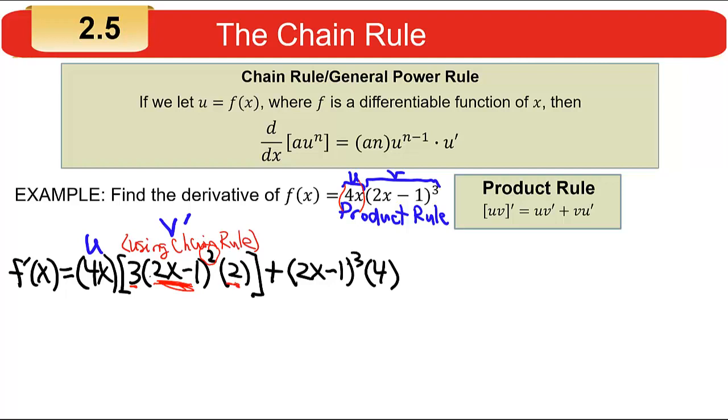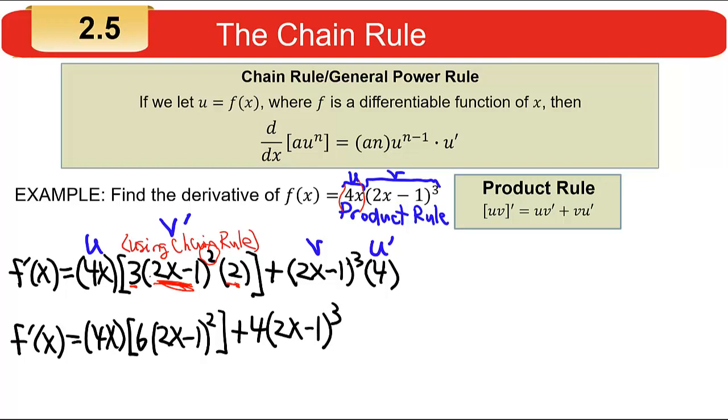And then continuing the product rule, the second part of the product rule says you take the second factor, which is the v, and multiply it by the derivative of the first factor. The first factor is 4x, the derivative is just 4. And if you clean that up a little bit, you can see that the 3 here times the 2 here gives you 6.